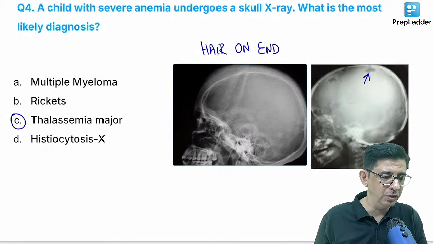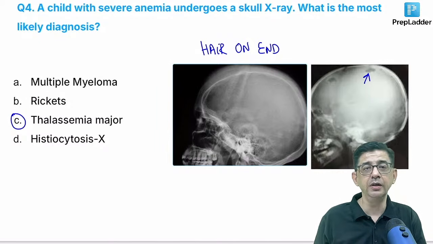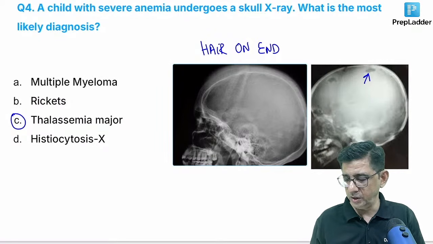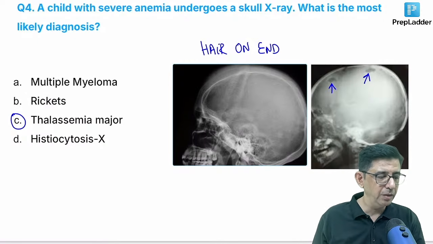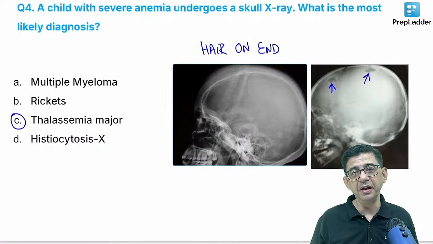Multiple myeloma was the first one. Deveshri also mentioned multiple myeloma. You can see the lytic lesions in the skull of the patient. I can pick up the NEET PG question again.